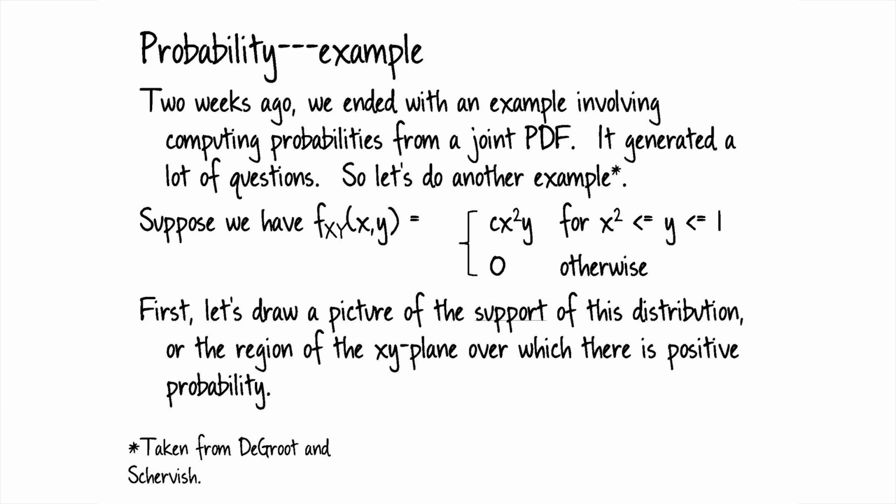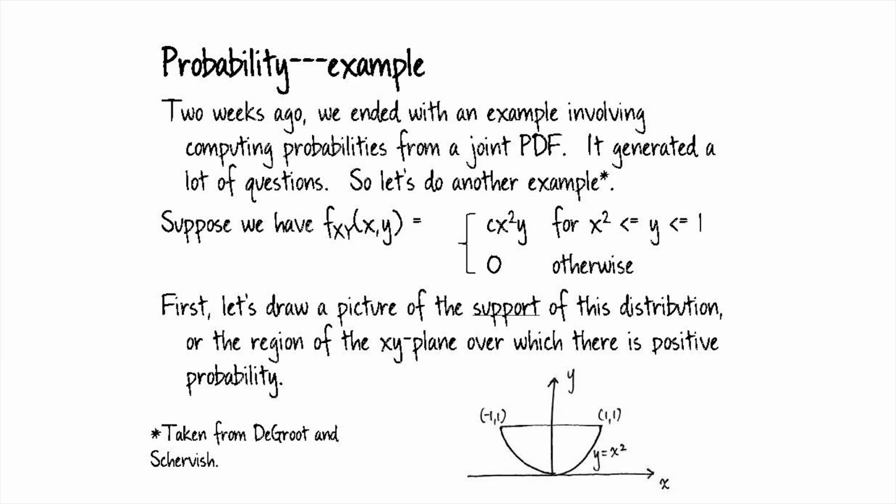Right. So it's this statement right here. So this PDF is non-zero for values of y and x such that x squared is less than or equal to y, which is less than or equal to 1. Okay? So the first step is all we do is draw that support. And this is what it looks like. Okay? So is that clear to everyone where that came from?